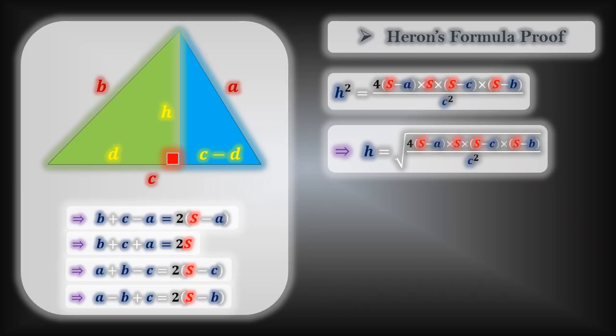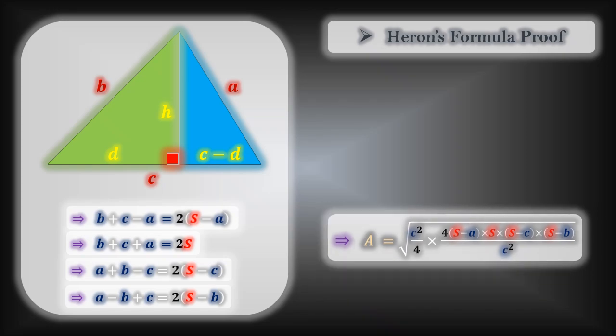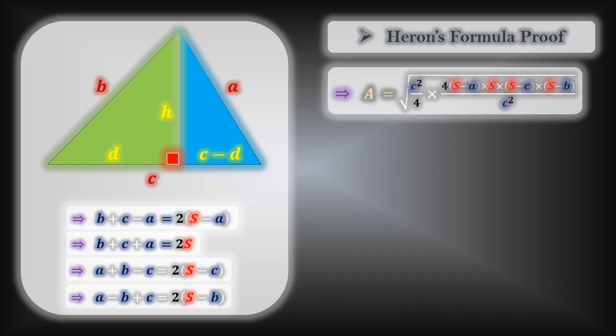Now recall that the area of a triangle is equal to the base multiplied by the height divided by 2. Thus, capital A is equal to c multiplied by h divided by 2. Substituting the value of h into this formula gives capital A is equal to the square root of c raised to the power of 2 divided by 4 multiplied by 4 times s multiplied by (s minus a) times (s minus b) multiplied by (s minus c), all divided by c raised to the power of 2.